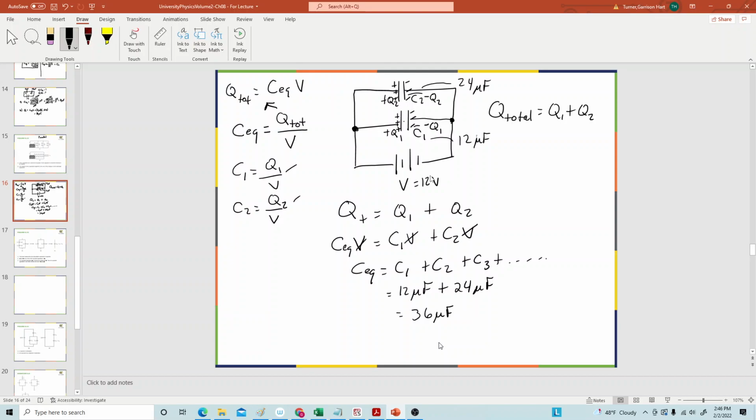And the total amount of charge that the battery moved between both plates is equivalent to the equivalent capacitance times the voltage. So this would be 36 microfarads times 12 volts. And 36 times 12, if we do that in a calculator, 432. So this is equivalent to 432 microcoulombs. Okay?